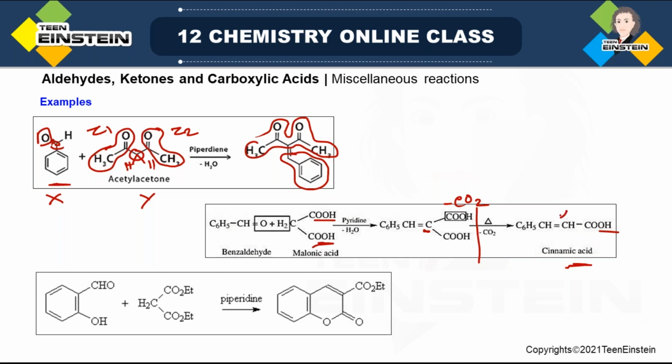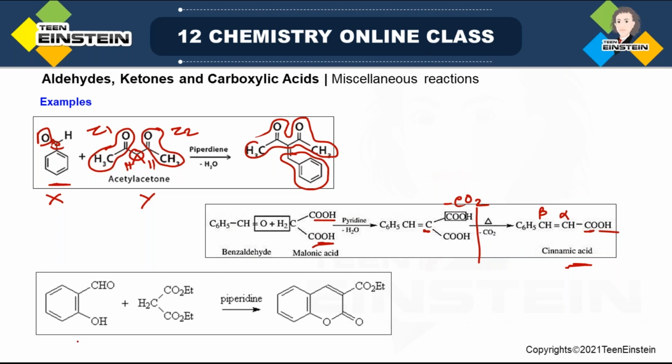It is also an alpha beta unsaturated carboxylic acid, because with respect to the carbonyl carbon of the carboxylic acid, we have the C=C double bond at the alpha and beta positions. So it is an alpha beta unsaturated carboxylic acid, and particularly this molecule has the name cinnamic acid.